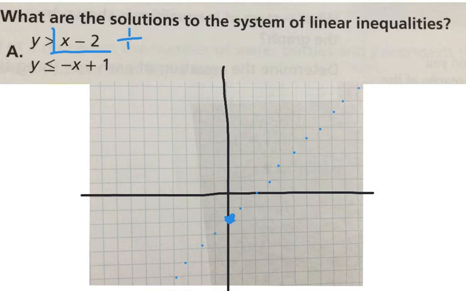Okay, now what do I do with this line? You gotta make it dotted. It is a dashed line because it's not equal to. Because there is no equal to sign, this should not be a solid line. It should be a dashed line. That tells me that the line is not part of the answer. All right, it still has arrows.